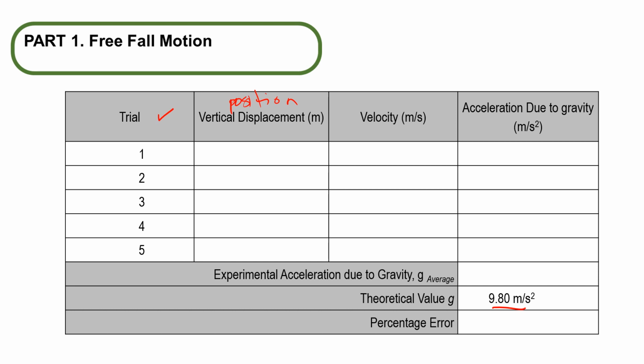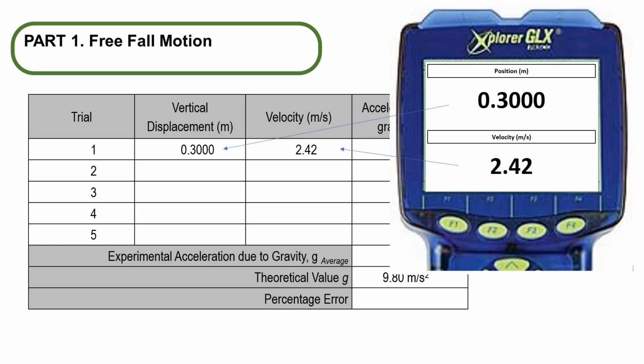So what we need to do is we just have to record the position under the vertical displacement, and that is expressed in meters, and then the velocity, which is the second reading, should be recorded here under the velocity. So these are actually the data for trial 1. After trial 1, we need to perform the experiment again, and we need to get the data for trial 2, 3, 4, and 5.